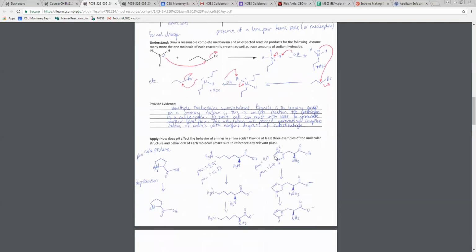So how does pH affect the behavior of amines and amino acids? Three examples. If we think about proline, that's one example. If we think about lysine, that's another example. If we think about histidine, that's a third example. Each of these is going to behave differently depending upon the pH with respect to their relative pKa's.